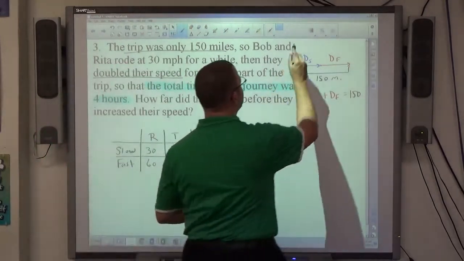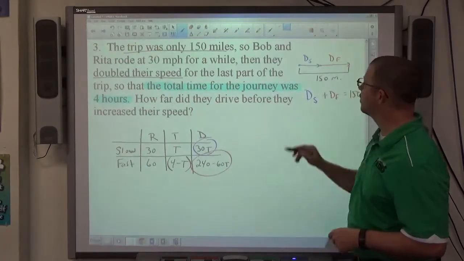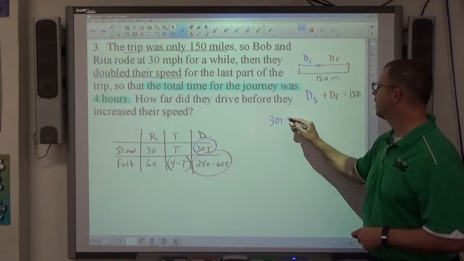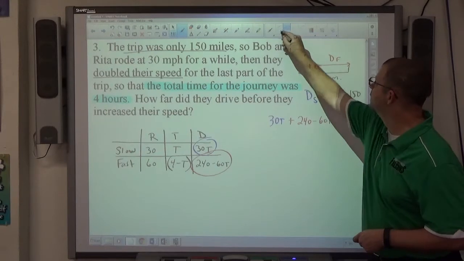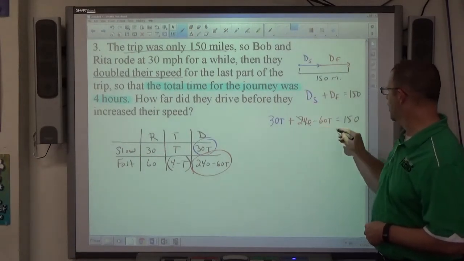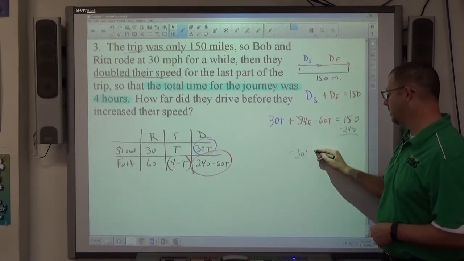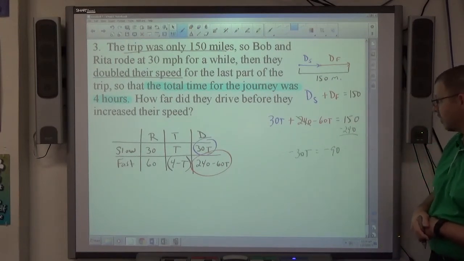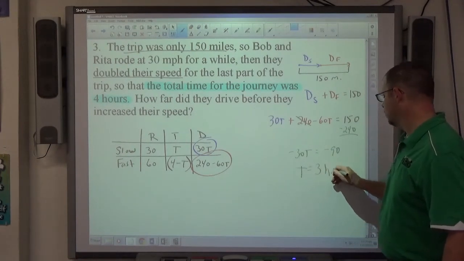And at this point, the slow distance is 30t. The fast distance is 240 minus 60t. And according to my equation over here, they add up to 150. So 30t plus 240 minus 60t equals 150. To solve, I simply have to move the 240 over here. 30 minus 60 is negative 30t. 150 minus 240 is negative 90. Subtract because the signs are different. Negative because 240 is bigger. Divide both sides by negative 30, we get t is equal to 3 hours.